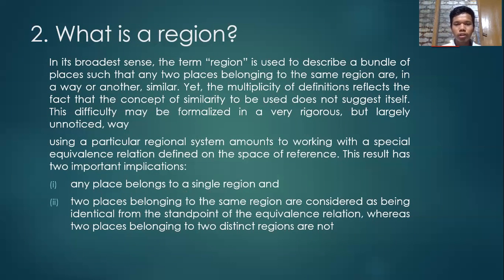Using a particular regional system amounts to working with a spatial equivalence relation defined on the reference space. This result has two important implications. One, any place belongs to a single region, and two, two places belonging to the same region are considered as being identical from the standpoint of the equivalence relation, whereas two places belonging to two distinct regions are not.